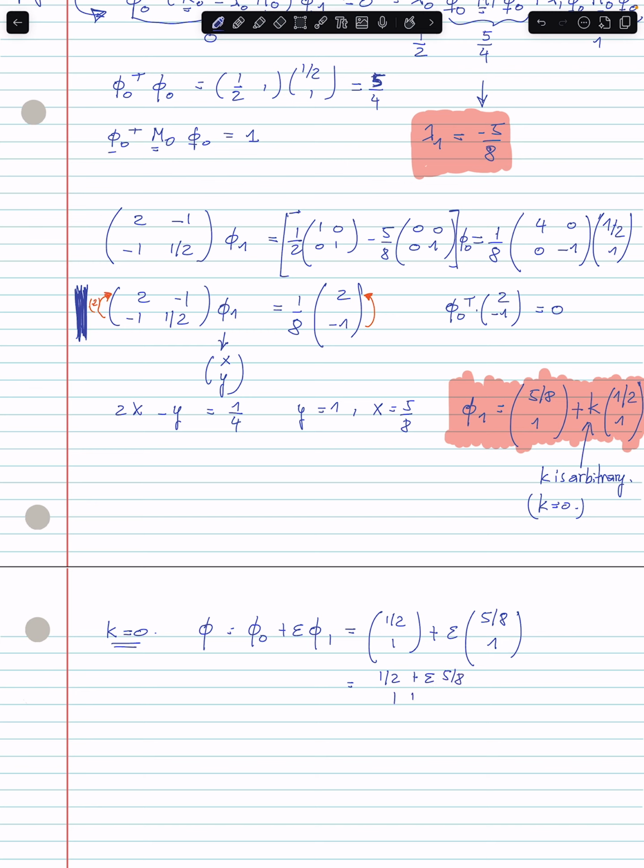Maybe we can multiply everything by 8 to make it more clean. 4 plus 5 epsilon. And here we have 8 plus 8 epsilon. All right, that's the eigenvector. If I had chosen, for instance, k equal to -1, why not? That's also a possibility. In that case, we would have obtained phi 1 equal to 5 over 8 minus 1/2. That is 5 minus 4. That is only 1 over 8. And 1 minus 1, this is 0.